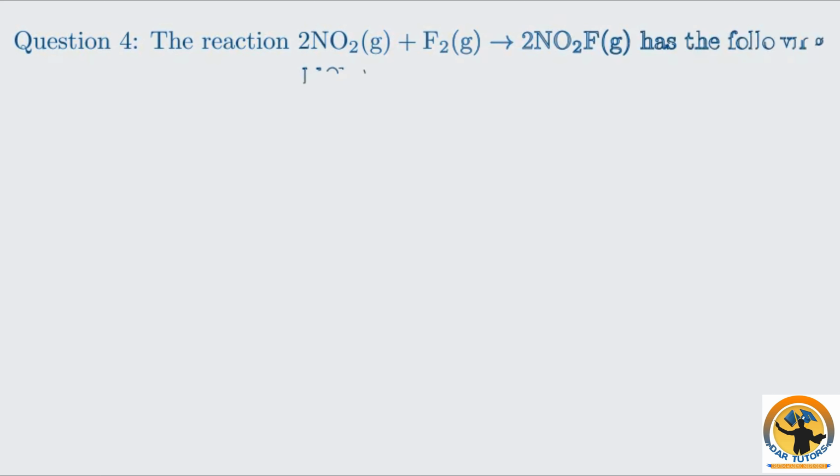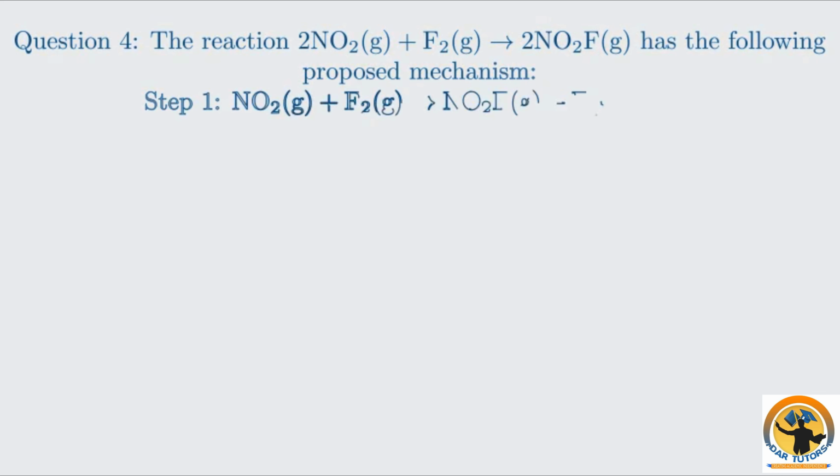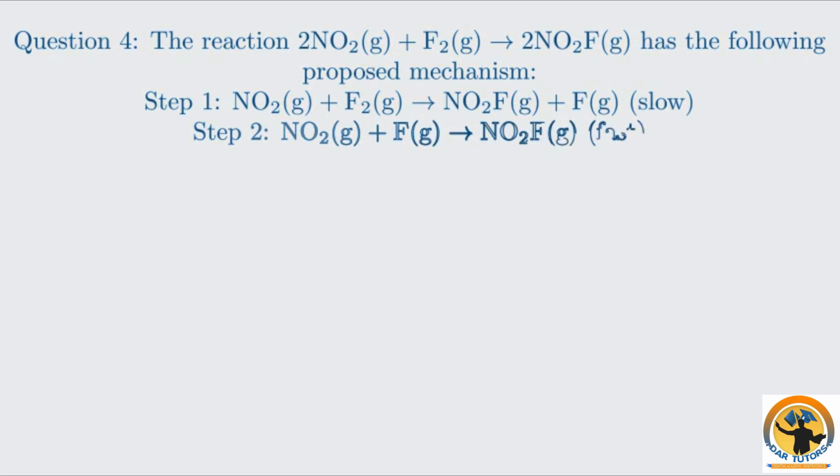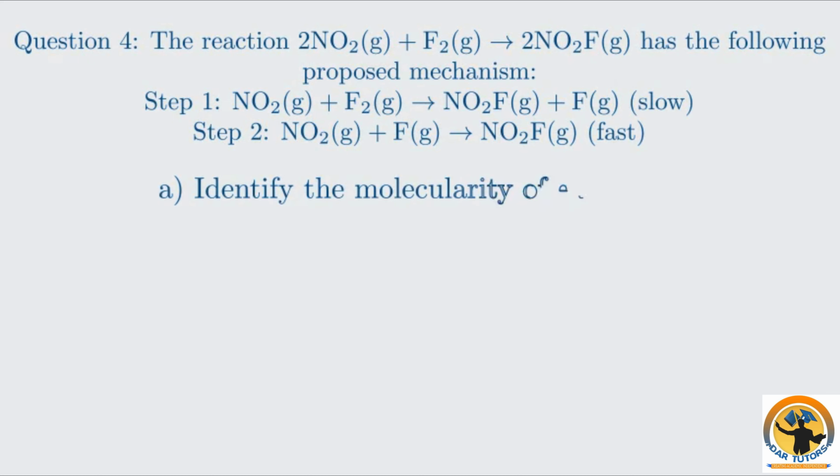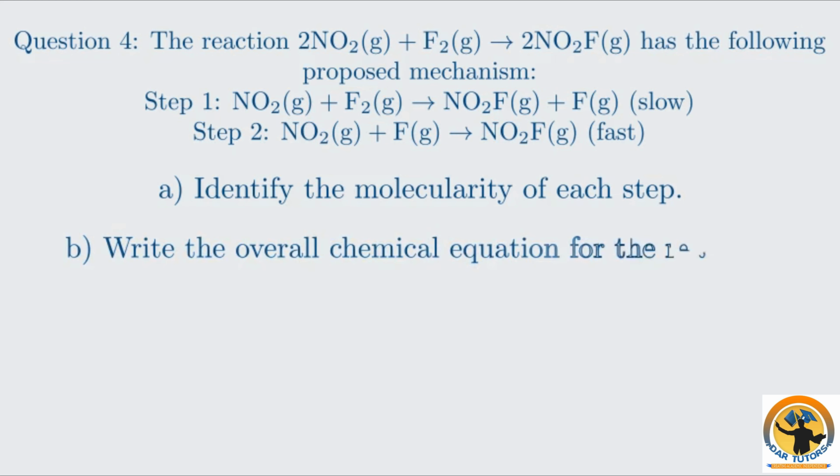Here's a question on reaction mechanisms. Question 4. The reaction 2NO2 gas plus F2 gas yields 2NO2F gas. The proposed mechanism is shown. Part A asks you to identify the molecularity of each step. Part B asks you to write the overall chemical equation.